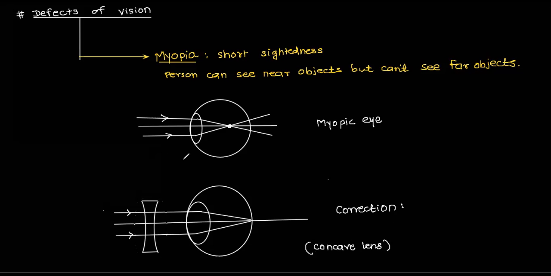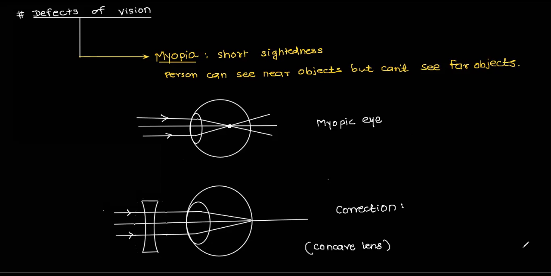So this is myopia. Myopia is short-sightedness. The person can see near objects but can't see far objects. The rays converge before the retina, so that's why the person who has myopia is unable to see the object properly, because the image is not formed on the retina. If you want to correct this, we will use a concave lens of suitable focal length. This is the first defect, called myopia.